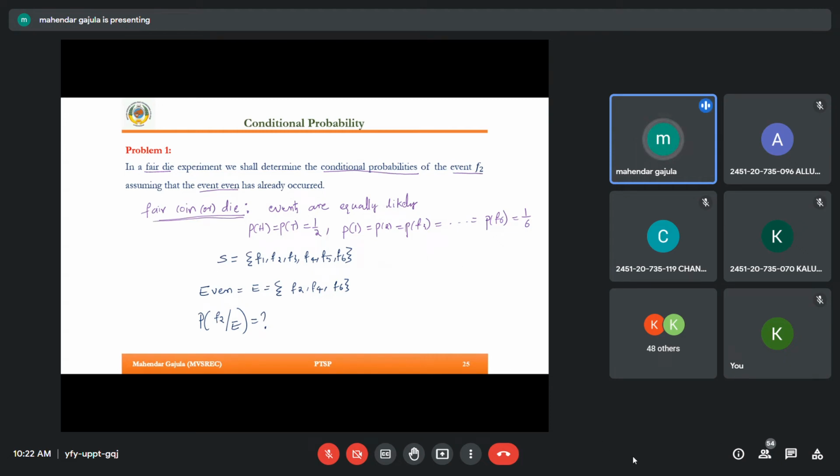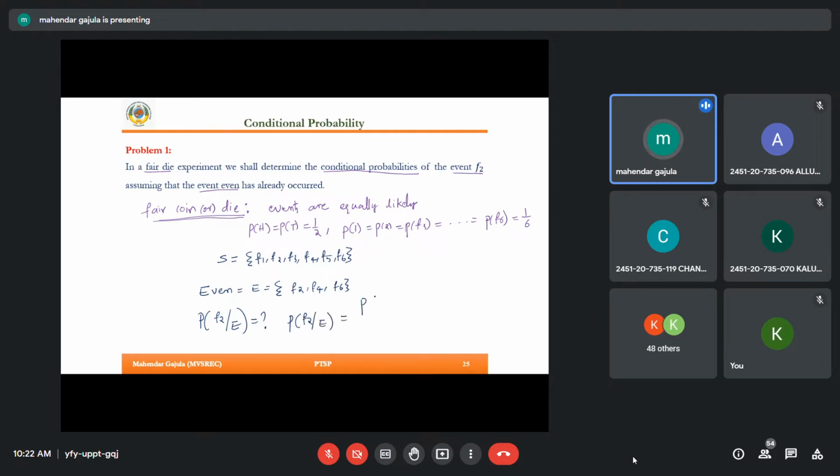This is the condition. This is the probability of the event we have to find out. Any doubt in this? Conditional probability of the event F2, assuming that event E has already occurred. Already occurred means that is the second event that we write below the slash. What is the current event? Event F2. So according to conditional probability, how can we write this?